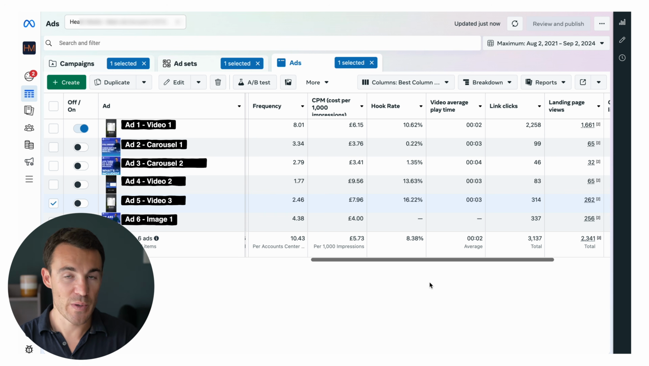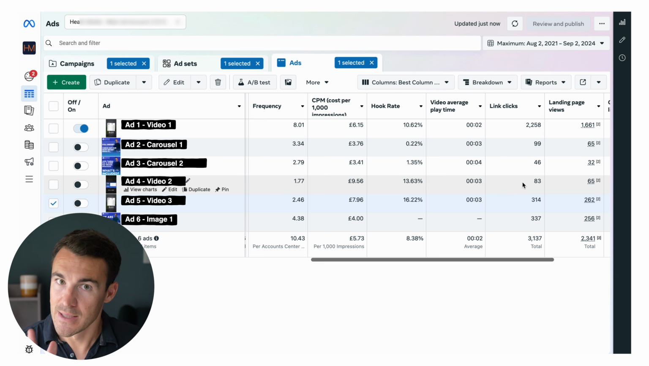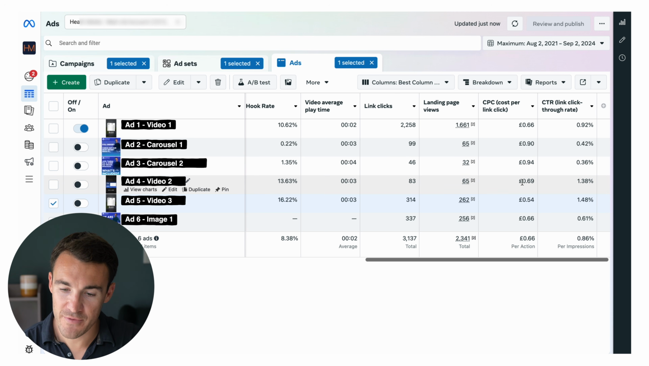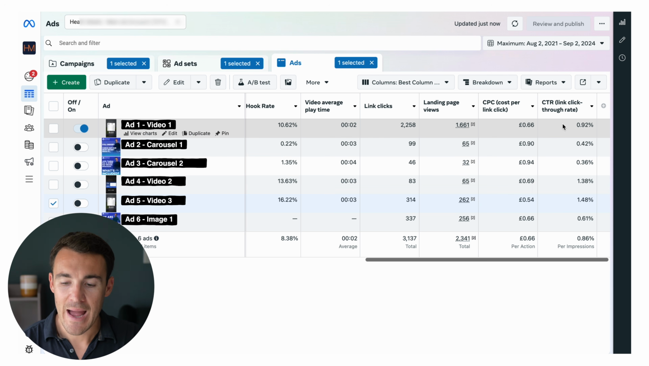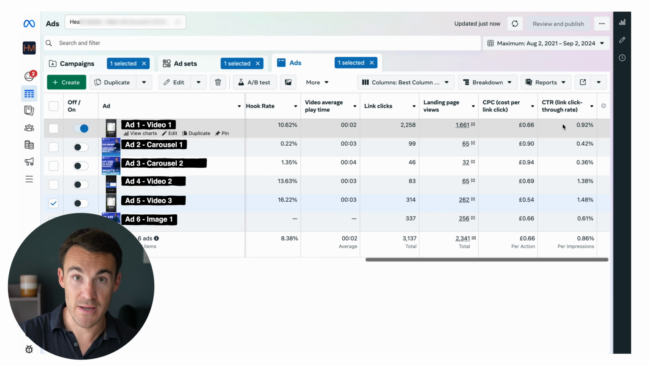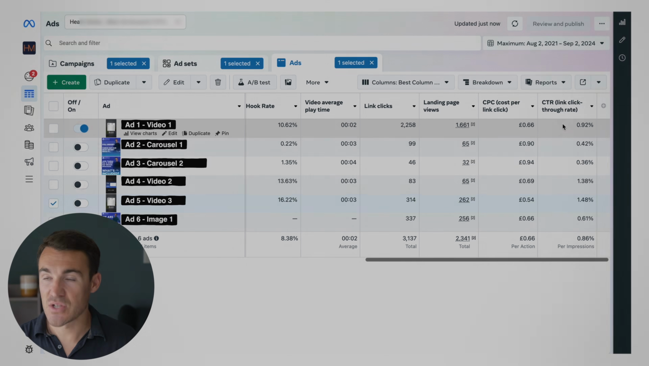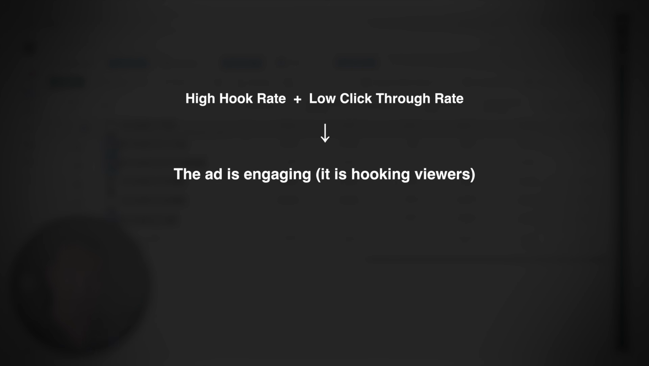If we're running video ads, we will also take a look at hook rate and combine that with the click-through rate, link clicks, remember. Okay, so if we scroll over to our CTR and we see that certain ads have a really good hook rate, but say a lower CTR. So let's say they've got a hook rate of over 10%, but a CTR of lower than 0.5%, which is really quite a low CTR for link clicks. Then that might tell us that the ad is engaging, it's grabbing people at the beginning, but people aren't convinced enough to go ahead and click once they've watched the video ad.